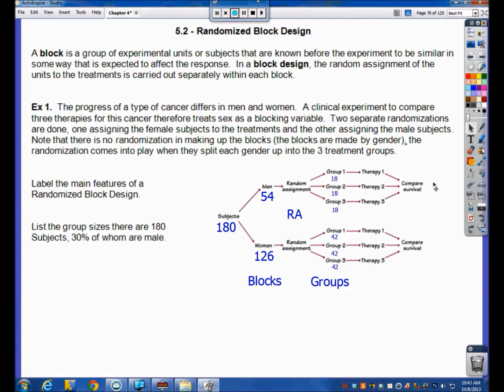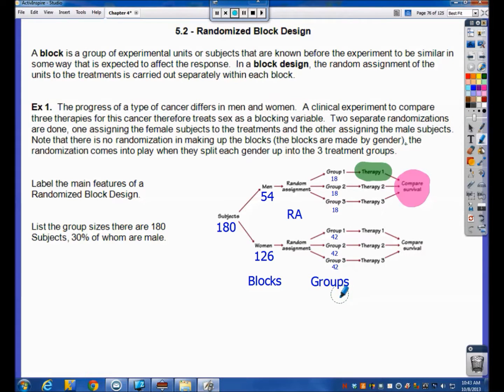And in the end, I look at survival rates after these therapies. What percentage of men survived after getting therapy 1? How many against therapy 2? How many at the end of therapy 3? And then I can decide for men which therapy did best. Maybe therapy 1 was the winner for men, that we had more men survive with therapy 1 than 2 or 3.